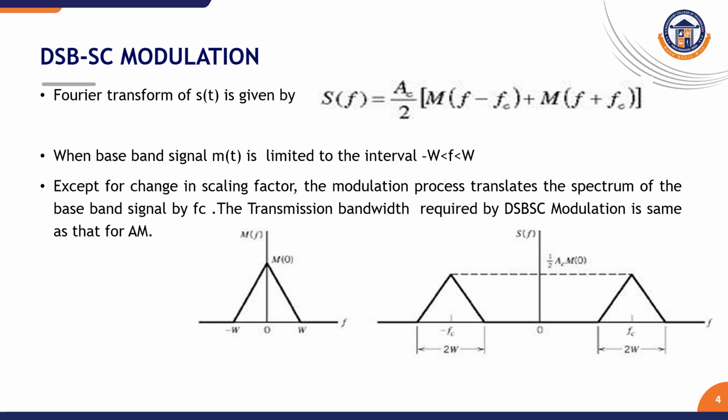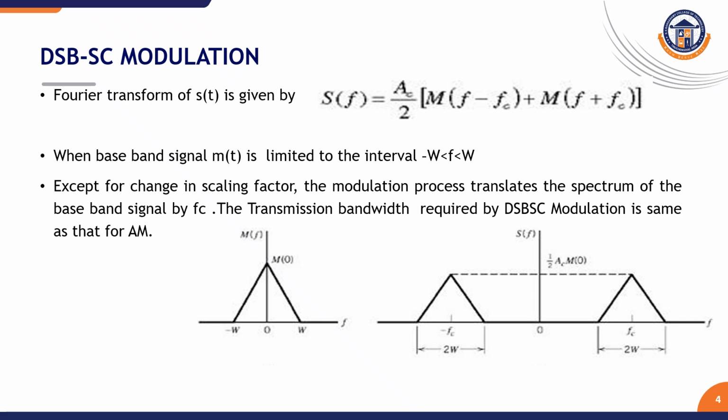When the baseband signal m of t is limited to the frequency interval minus W to plus W, the range of frequencies over the interval is minus W to plus W. From the figure, M of f, the spectrum is minus W to plus W. The Fourier spectrum S of f is represented on the right side of the diagram, where only the lower and upper sidebands are transmitted. The transmission bandwidth is 2W.